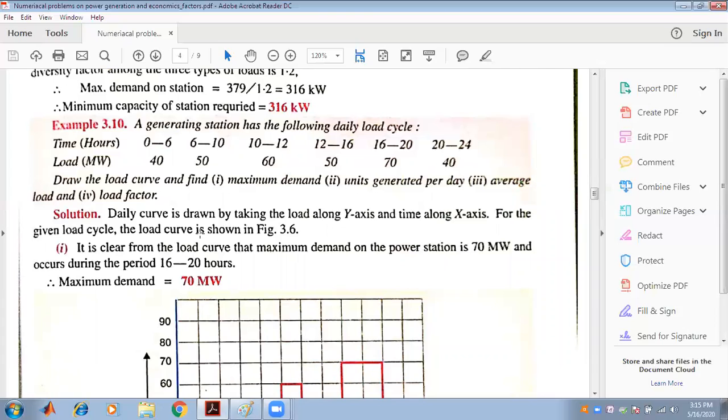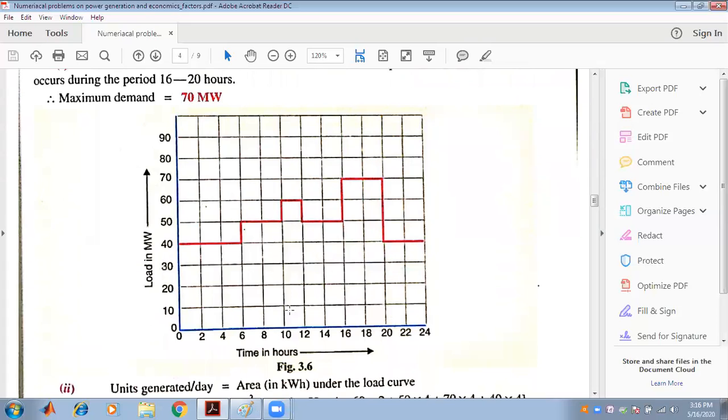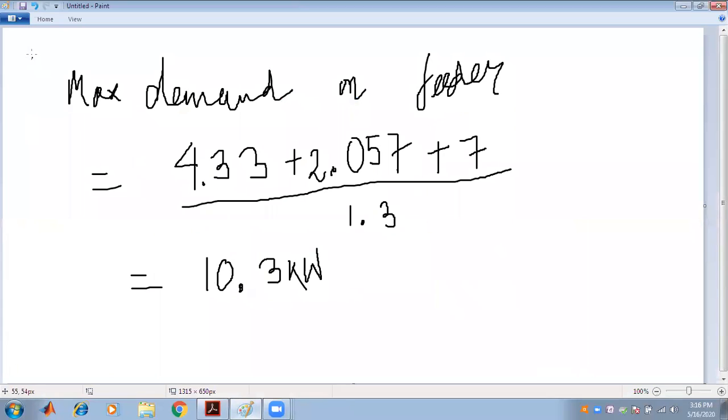So in order to find the daily load curve, we are taking x-axis and y-axis. The y-axis is taken as the load demand and the x-axis is taken as the time in hours. So now we start drawing. We have to draw this. So how will we draw? We just start drawing.